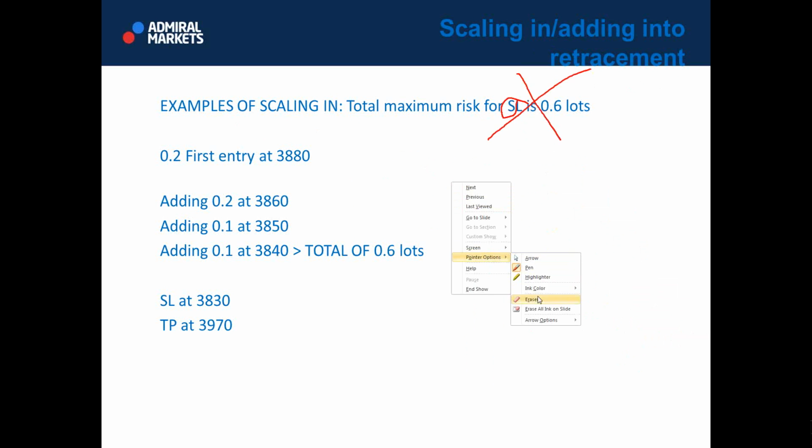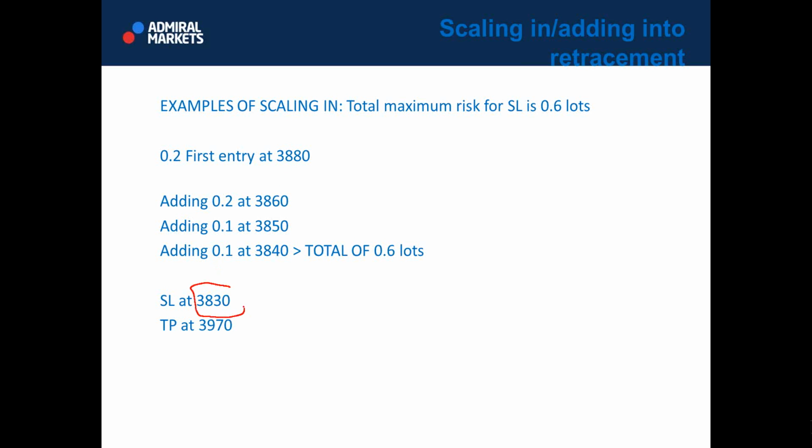So let's say that we can trade 0.6 lots. First entry is at 38.80. Our stop loss is at 38.30. So we have a 50 pip stop loss. We can trade 0.6 lots.